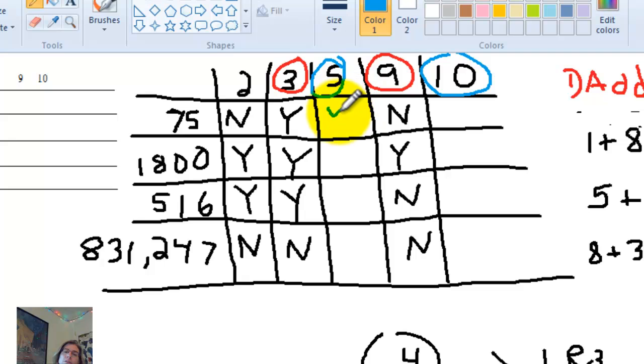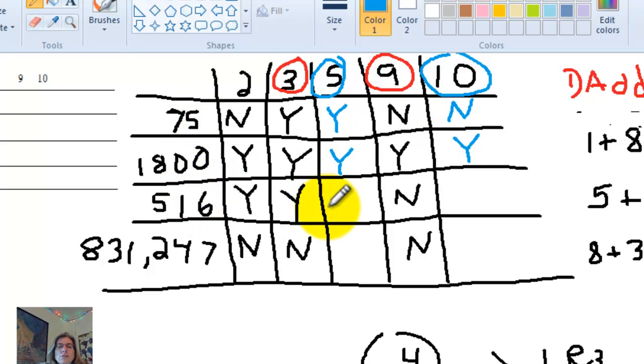Yes, because the rule is if it ends in a 5, it's divisible by 5. If it ends in a 5, it's not divisible by 10 because it must end in a 0. So on this one, it ends in a 0, so there you go. We have a 10. However, 5 can end in a 5 and it can end in a 0, so it works for 5. 5 has 2 choices, whereas 10 just has 1 choice.